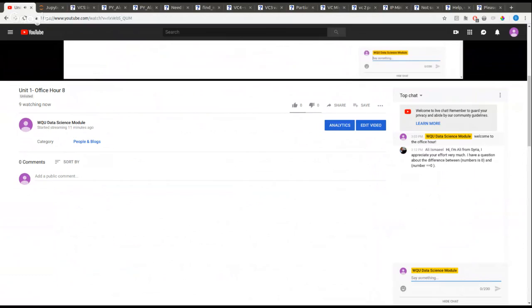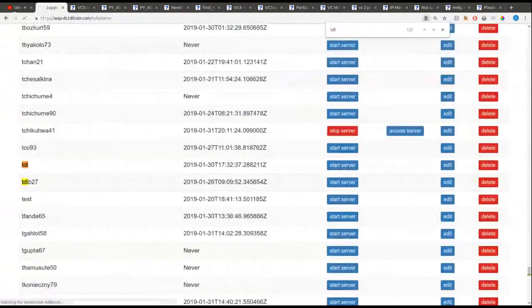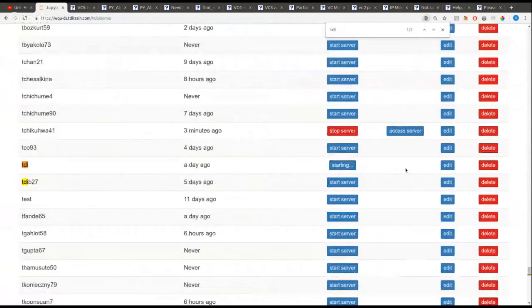Hello, Ali. Question about the difference between "numbers is 0" and "numbers equals 0." That's a very good question. So "is" is a test of identity. "Equals" is a test of equality. I will try to come up with a good example to demonstrate this with. And I'm just going to open a notebook to do that.